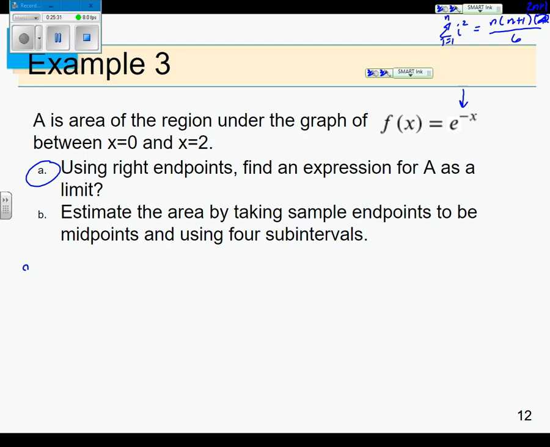So for part a right here, I'm wanting to use right endpoints. It doesn't tell me how many to use, so I'm just going to assume that there are infinitely many of them, okay? And so according to my definition, it's just going to be f of x1 times delta x plus f of x2 times delta x plus dot dot dot all the way up to f of xn times delta x.